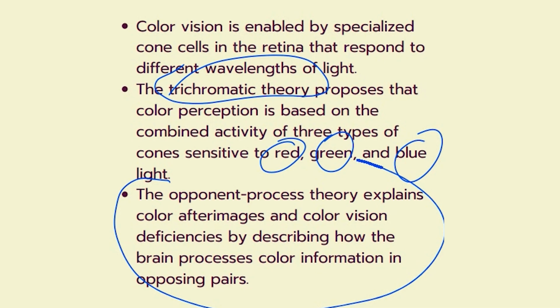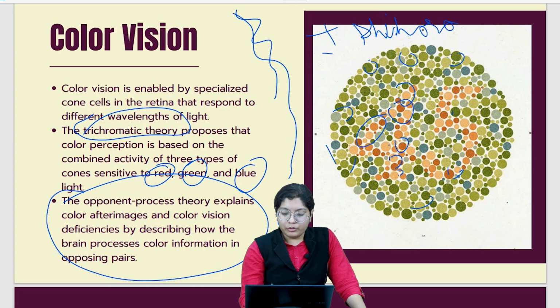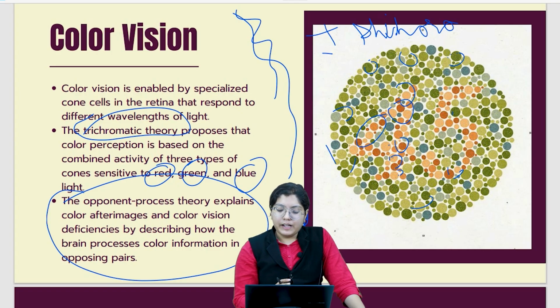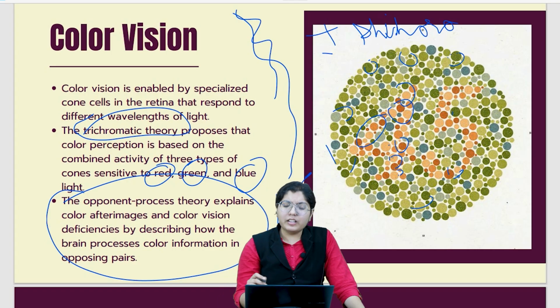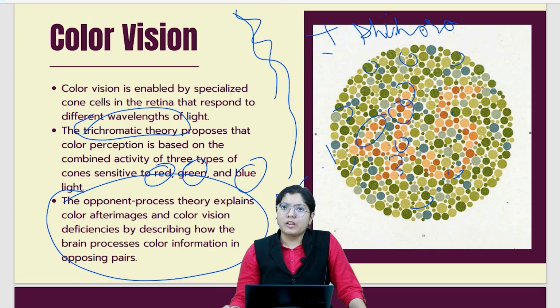Now the next theory is the opponent process theory, which explains color after images and color vision deficiency by describing how the brain processes color information in opposing pairs. Has this ever happened to you, that let's say you are looking at a color very carefully? For example, here is a box of blue color and you are looking at this very carefully, and then you move your eyes away for a second, and when you look back you see another color, green let's say. What is this?